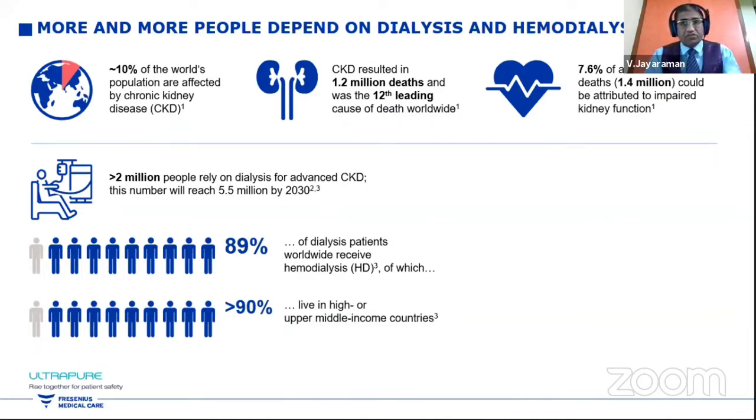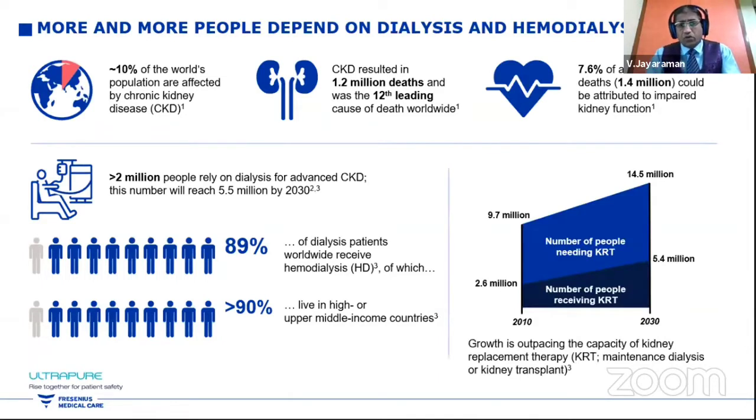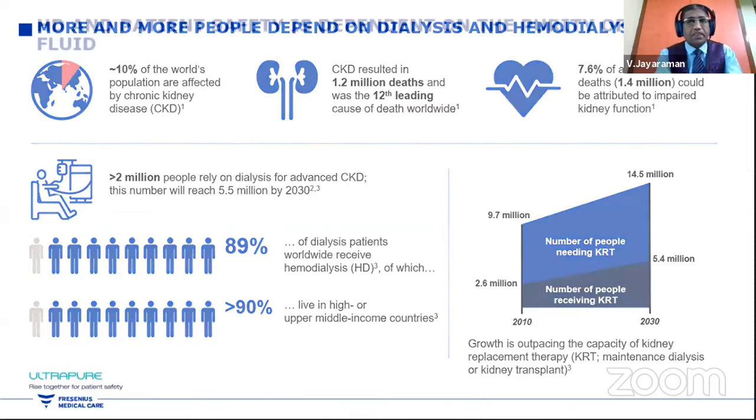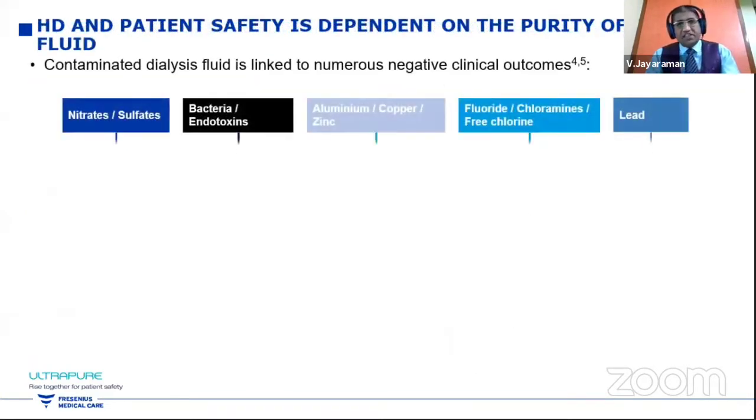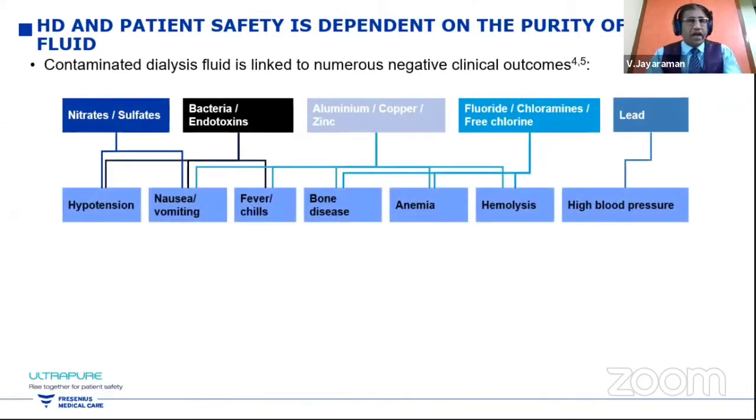89% of the dialysis patients worldwide receive the therapy called hemodialysis, of which more than 90% live in the higher or upper middle income countries. So to end the slide, in 2010 there were about 10 million receiving kidney replacement therapy, but by 2030, probably 15 million will be undergoing the therapy. HD and patient safety depend on the purity of dialysis fluid. The previous speaker was talking about the water treatment system. Yes, I really agree to that.